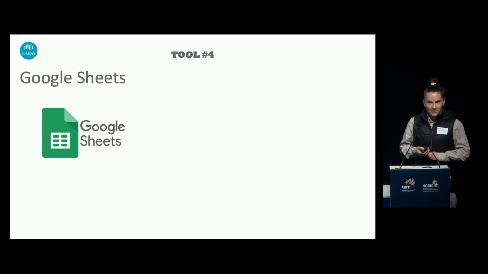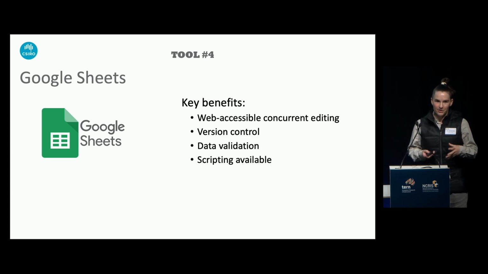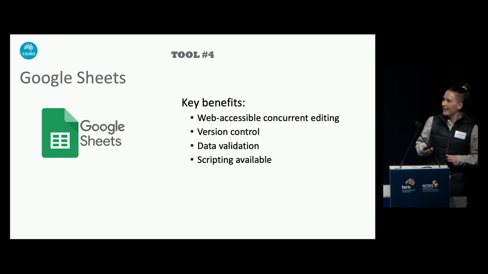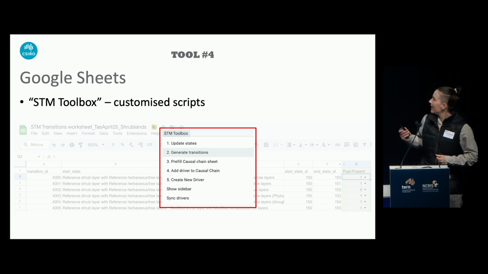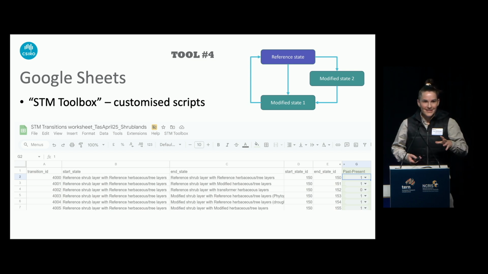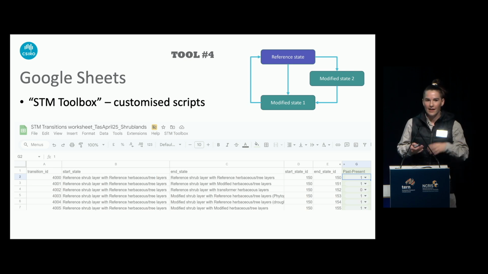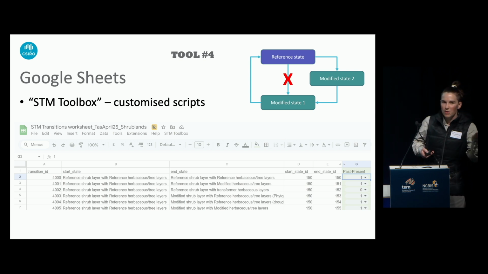Our next tool is Google Sheets. There are several key benefits to using Google Sheets, but the main one I want to focus on is the scripting. So we've generated an STM toolbox, which is a series of customized scripts that helps support us to create and manage this STM data. So up in the top right corner, I've got a face here, we've got a reference state and a couple of modified states. There's a simplified state and transition model. Our first question is, can you actually go from your reference state to modified state 1? Is this possible or is it not possible?